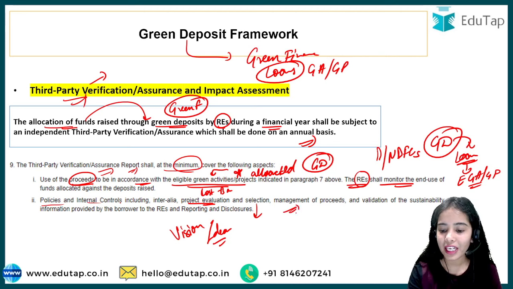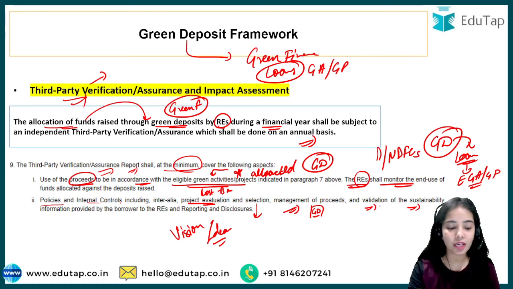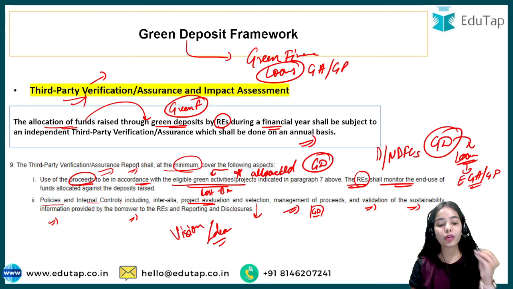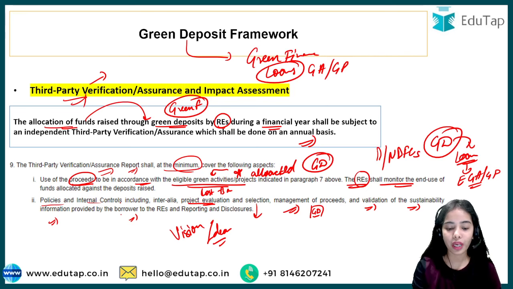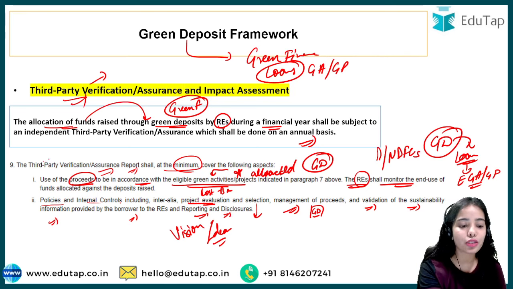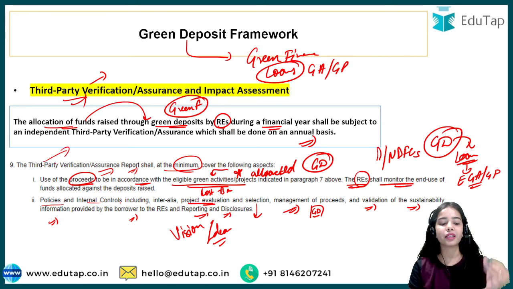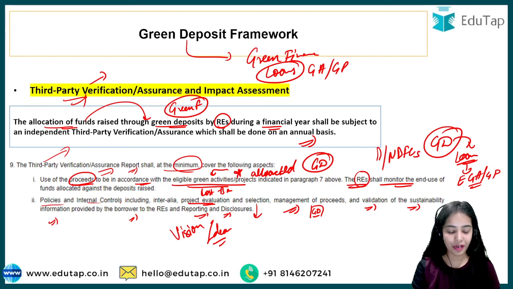Okay, management of the proceeds, the money that is coming in the green deposits, that should be managed properly. Validation of the sustainability information provided by the borrower to the regulated entities, the regulated entities have to check that actually the information that is provided by the borrower is correct or not. Okay, and reporting and disclosure has to be made by the regulated entities, and this all has to be verified and assured by the independent third party.